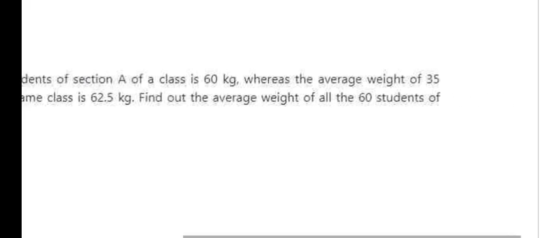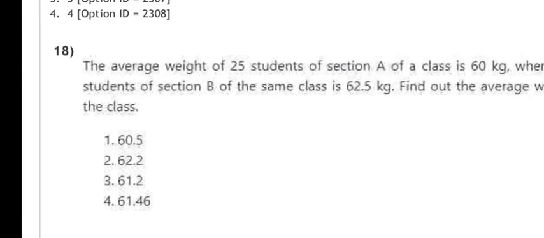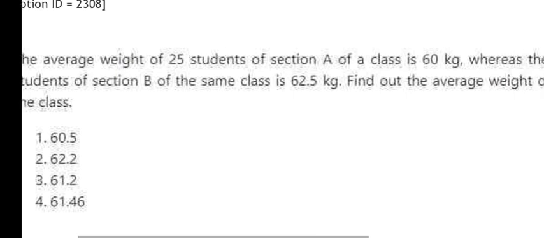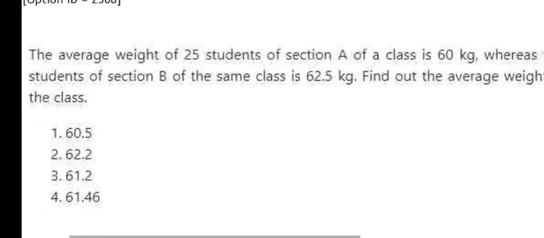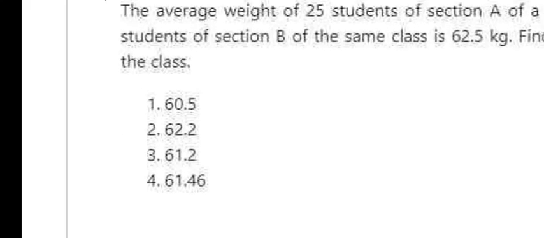Next is saying, the average weight of 25 students of section A of a class is 60 kg, whereas the average weight of 35 students of section B of the same class is 62.5 kg. Find out the average weight of all the 60 students of the class. You can do it through pen and paper mode, so please do it. These are the options, I will only tell you the answer: 60.5, 62.2, 61.2, 61.46. So it will be 61.46. That will be number 4.